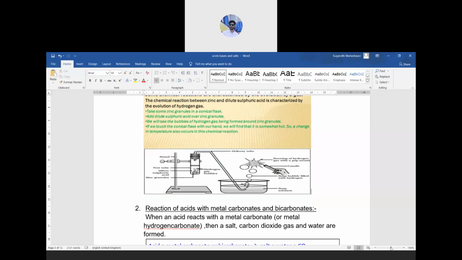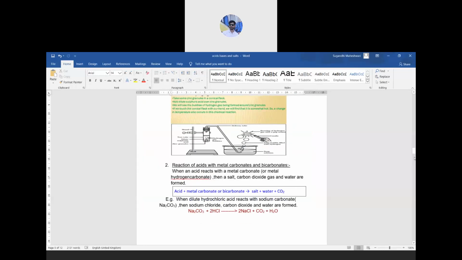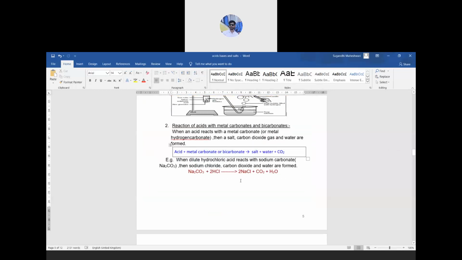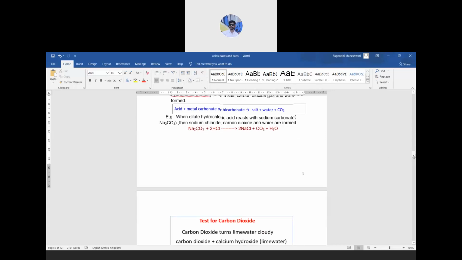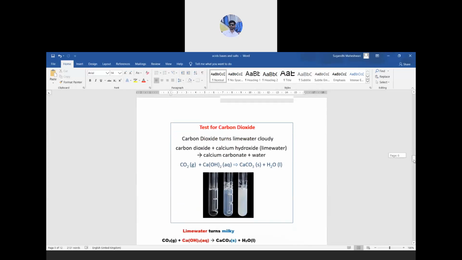Now, the second and the most important is reaction of acid with metal carbonates. When metal carbonates are treated with an acid, they form salt and water, and carbon dioxide is evolved. Now, the test for carbon dioxide: it turns lime water milky.